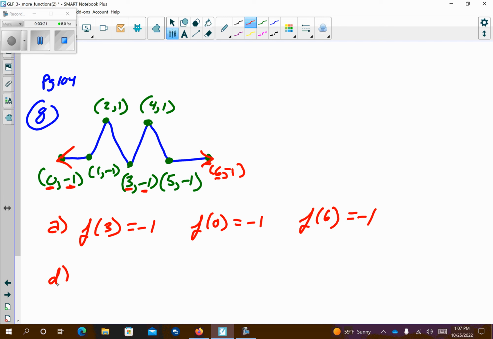So letter D, they want to know, where is this increasing? We're going to use the x values to talk about where it's increasing. I'm going to draw it black where it's increasing. So as I go to the right and it's going up, that means it's increasing. So there's 2 places it's increasing. So it's increasing from 1 to 2, and it's also increasing from 3 to 4.